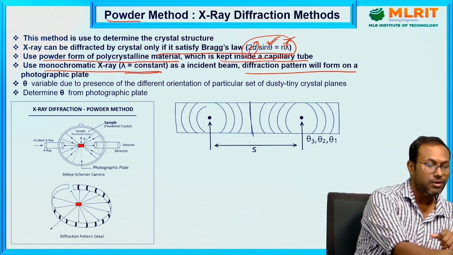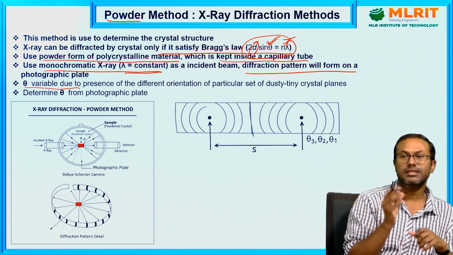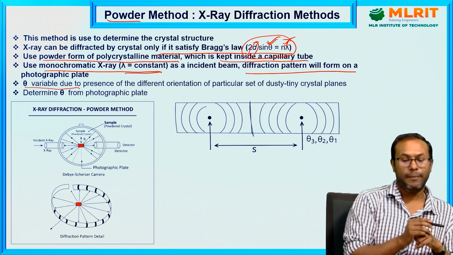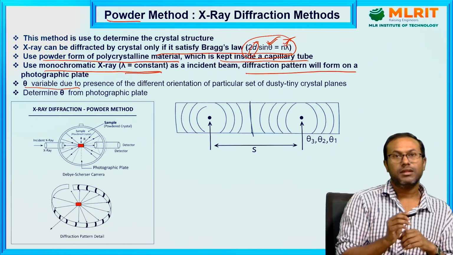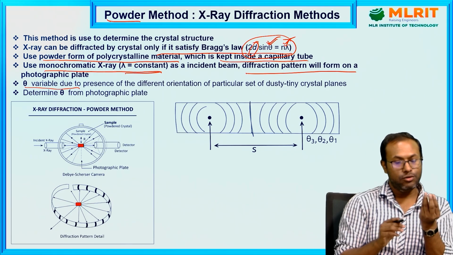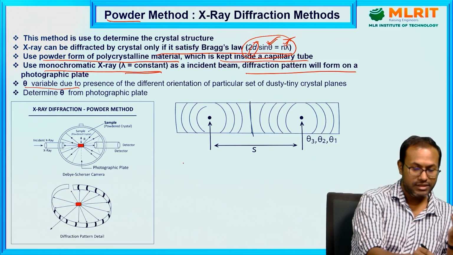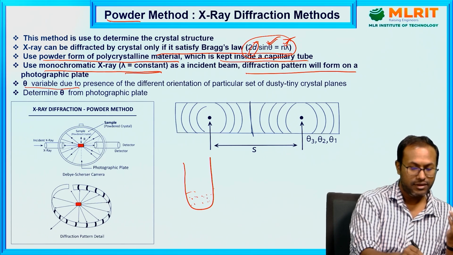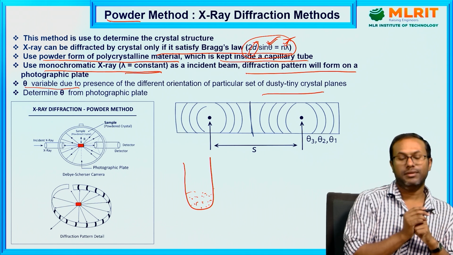Now the question is how can we vary the theta value, since we are not rotating these crystals? In this case, the method is a little bit different. Suppose a capillary tube contains the powder form of the crystals. There are a lot of dusty, tiny crystal planes in it.